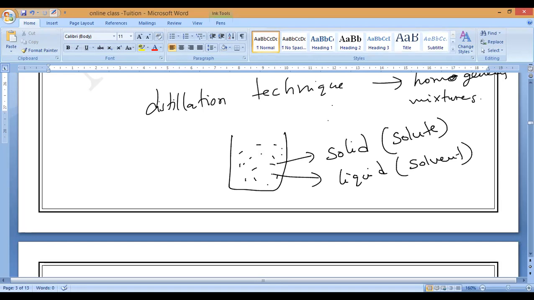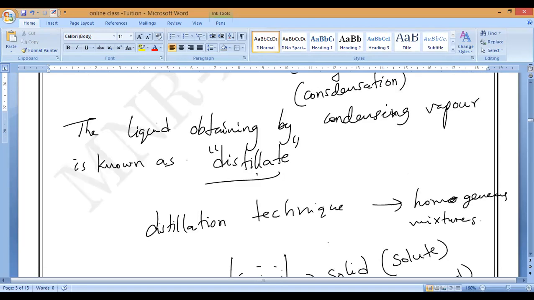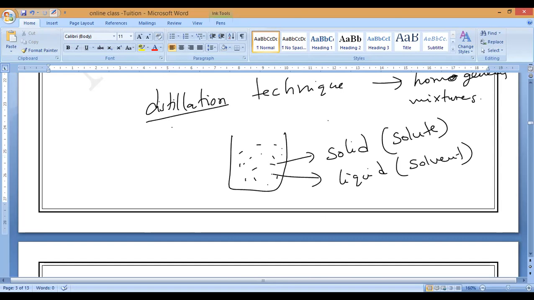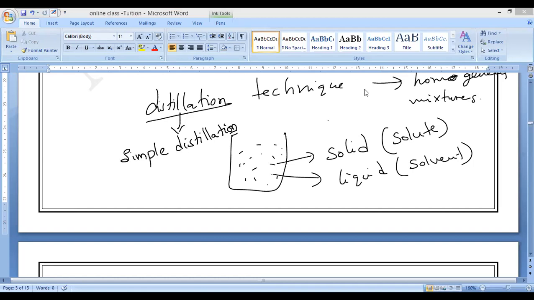This is called simple distillation. What I'm saying is, distillation I can also call simple distillation. You should remember, distillation we can also call simple distillation. So we will use this simple distillation. Understand? We have one more distillation. What is that distillation? Fractional distillation.